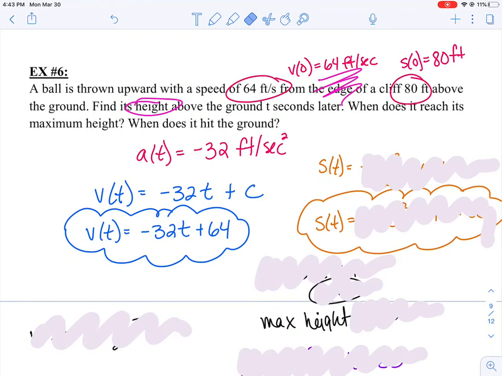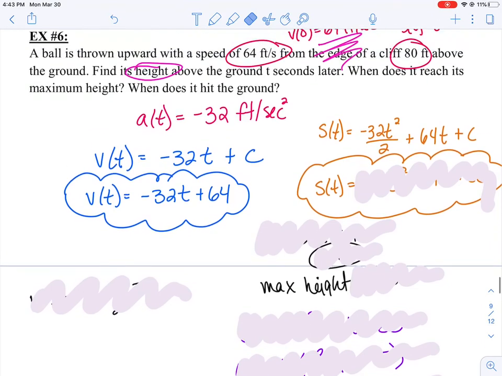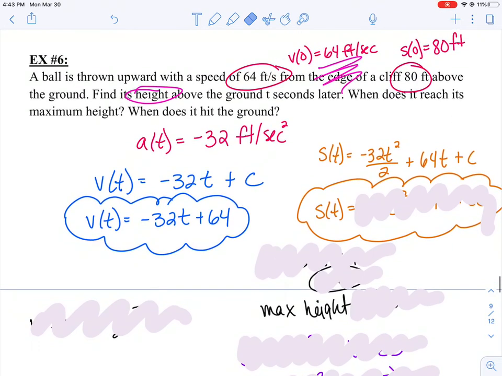But let's find position. So let's anti-differentiate, let's integrate my velocity so that I can find the position function at any moment. So I'm going to use my rules for anti-differentiation and find that my position is negative 32t squared over 2 plus 64t plus c. But don't I also know some initial values in my position? I know that my initial position was 80 feet.